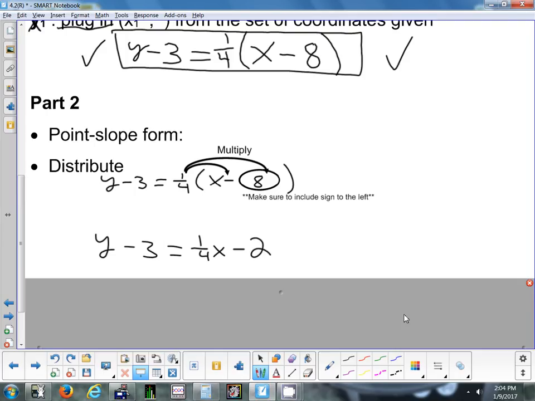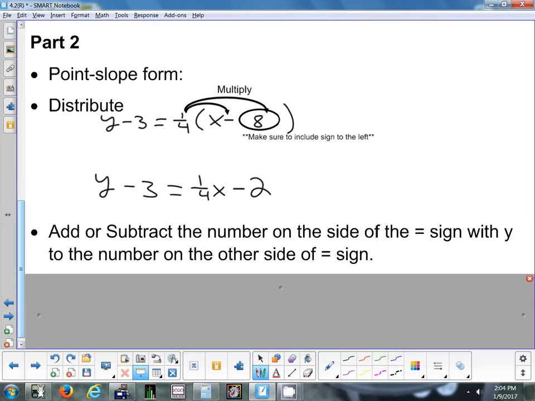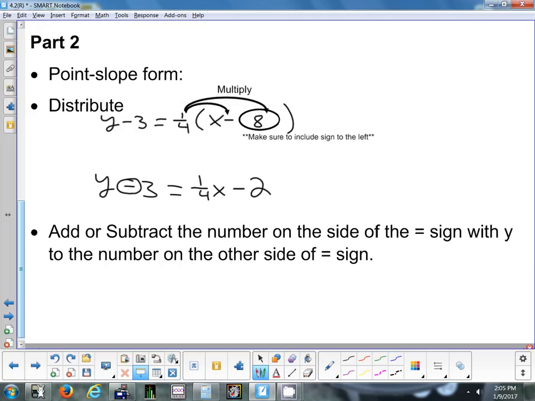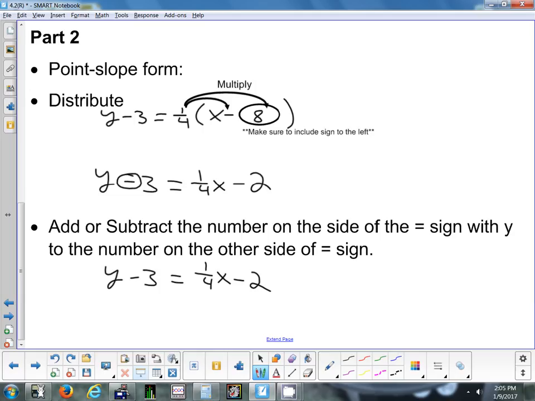Okay? So now, if I stopped here, is that y equals mx plus b form? No. The last thing I need to do is either add or subtract. You have to do the opposite operation of what I just circled. So add or subtract the number that's over with y to the other side. So y minus 3 equals 1/4 x minus 2.